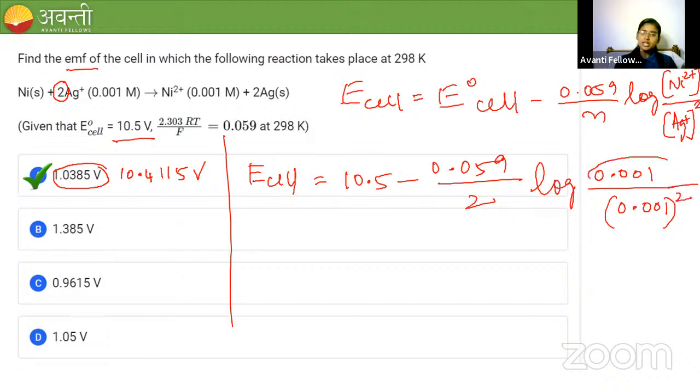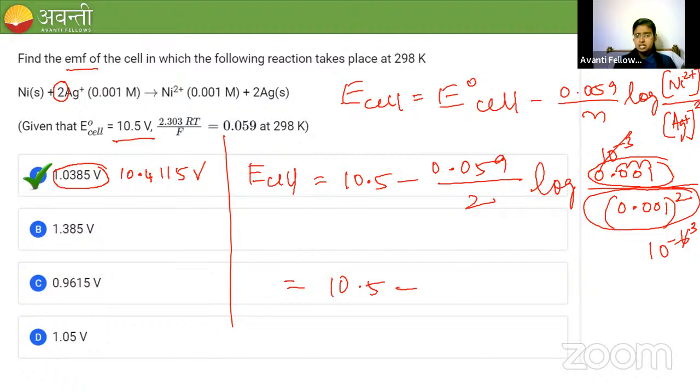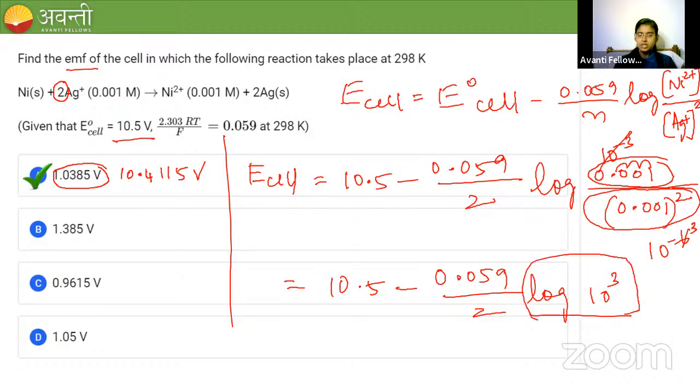So this entire term can be written as 10 to the power minus 3, because you can bring the decimals here. And here it will be (10 to the power minus 3) squared. So it is 10 to the power minus 6. Okay. So the 3 gets cancelled here. So the 10 to the power minus 3, if it goes to the numerator, we will get 10 to the power 3. So 10.5 minus 0.059 by 2 into log of 10 to the power 3. So log of m to the power n formula, which is n into log m. So the answer for this entire term will be 3.